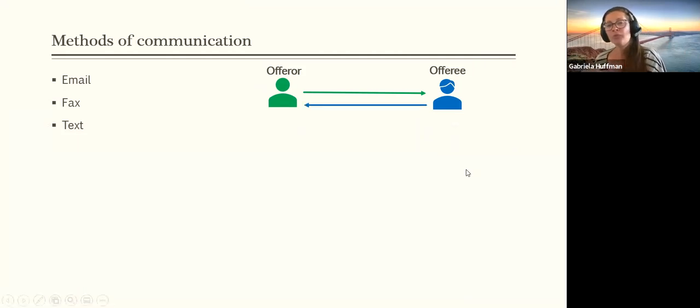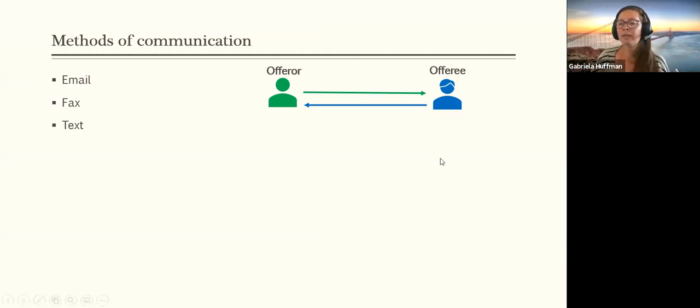So in order to have a contract, the offeree needs to bounce it back to the offeror. So keep that in mind. That's a really good question for the test. When do we have a contract? When it goes from offeror to offeree back to offeror.